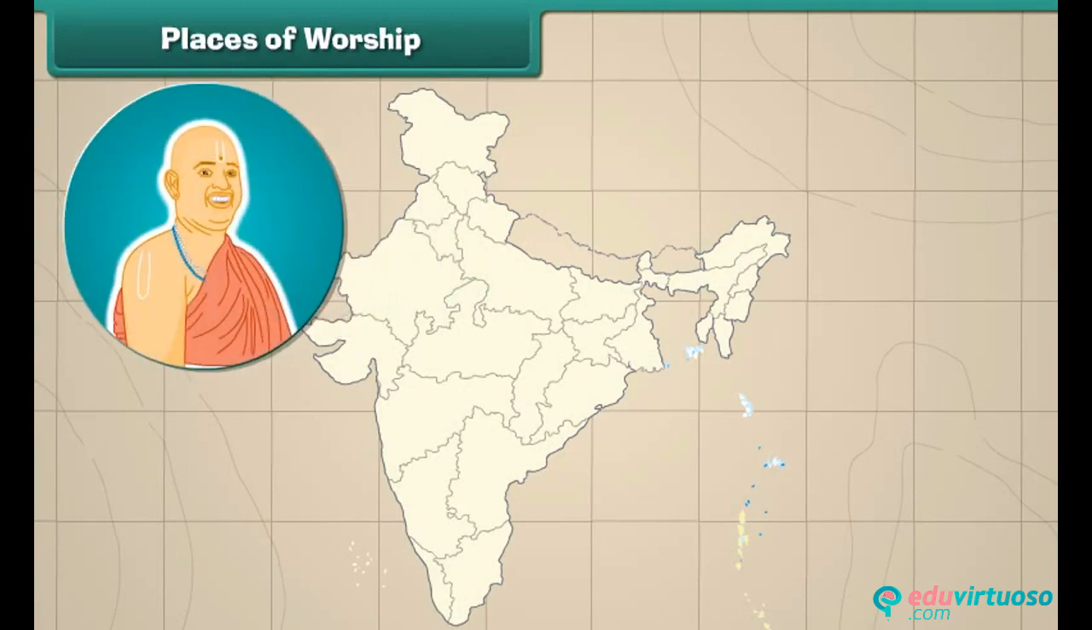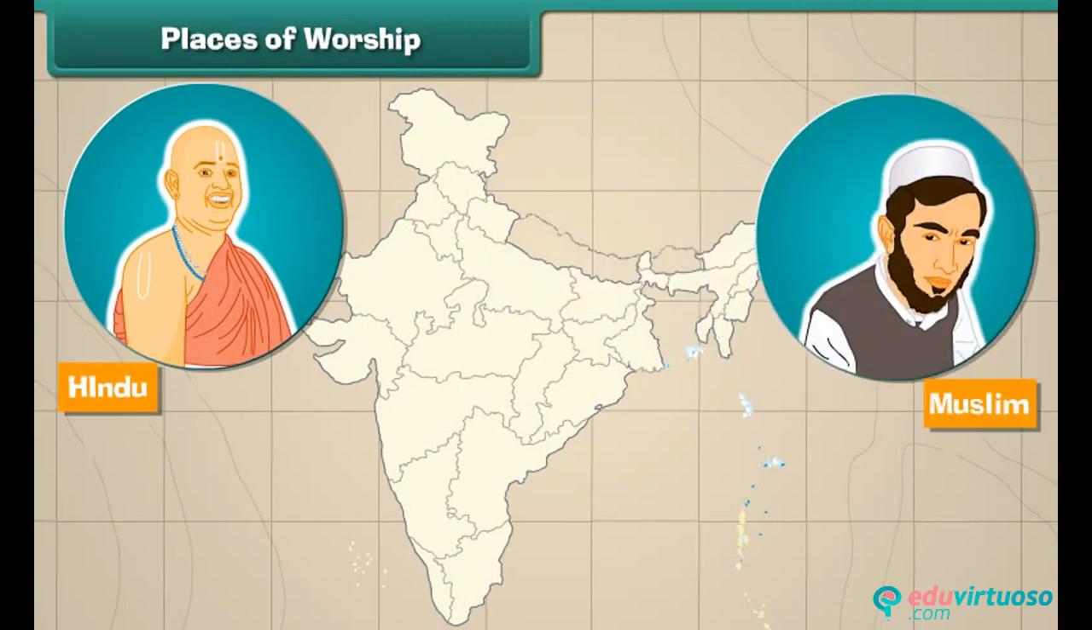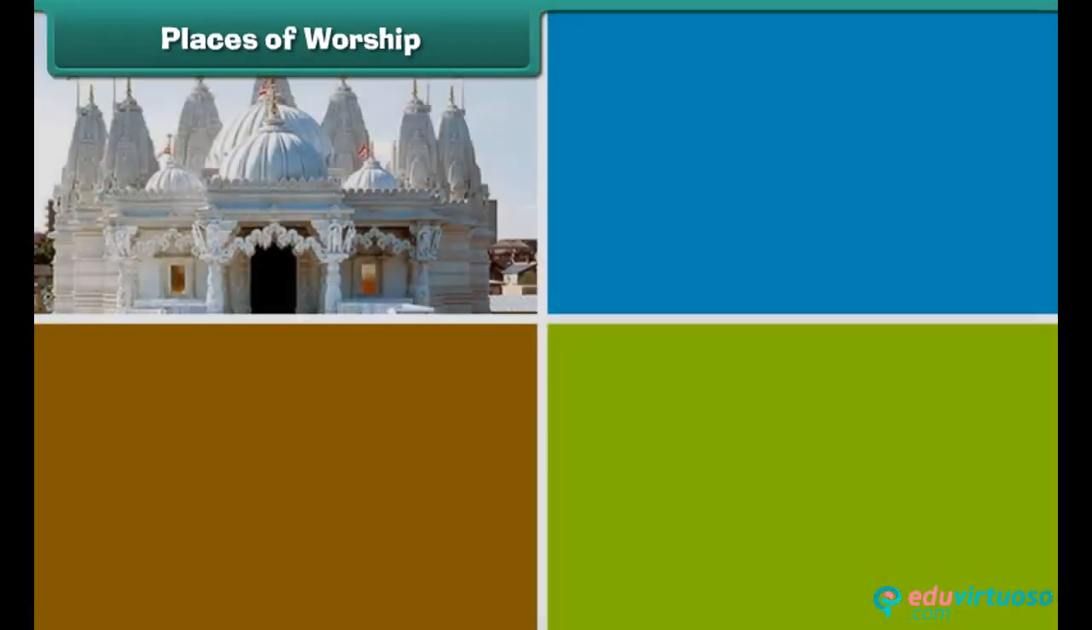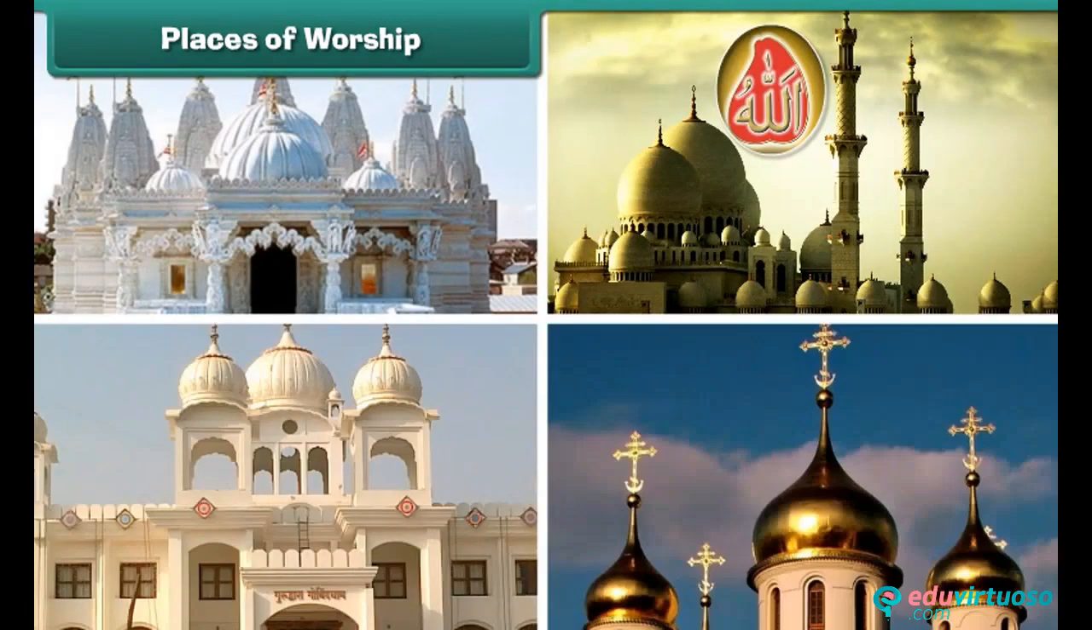Places of worship. People of different religions live in India. They are Hindus, Muslims, Sikhs, Christians. They pray to their God and gurus at different places of worship.